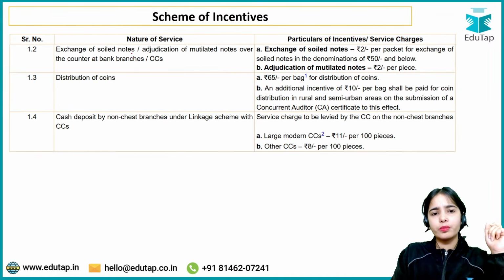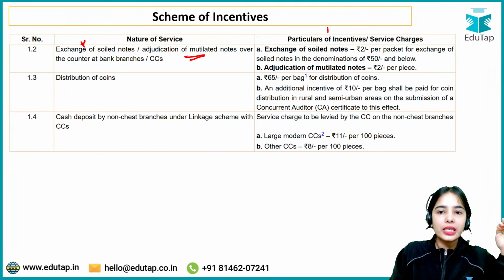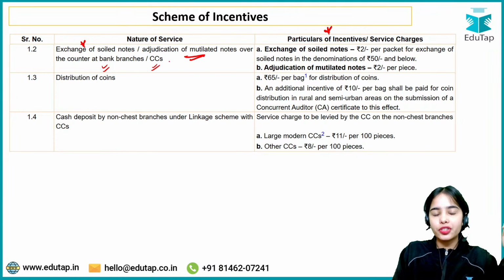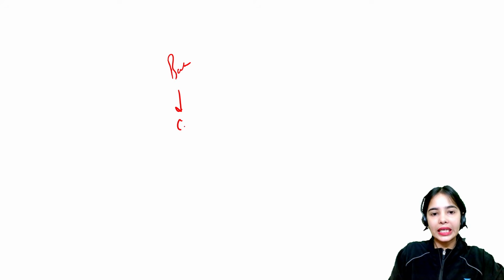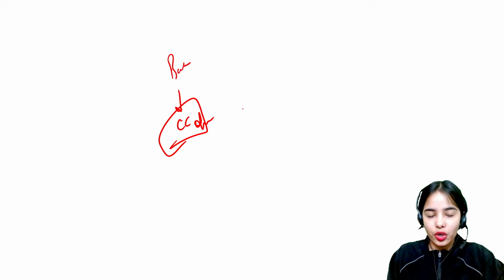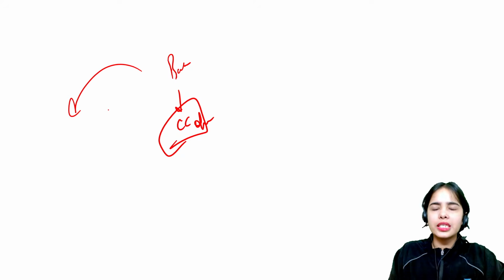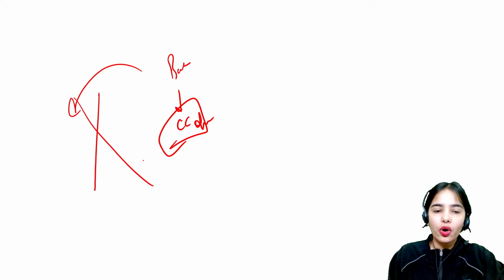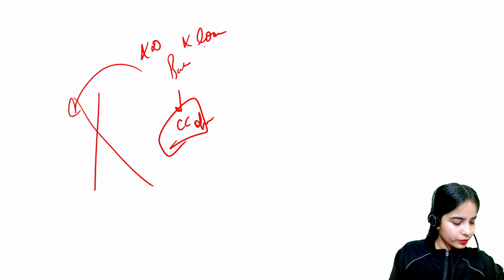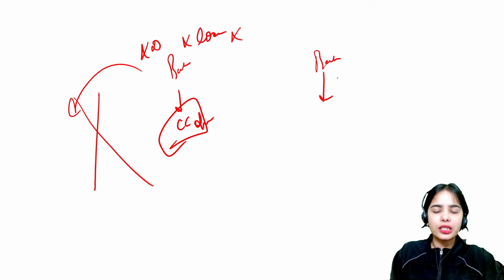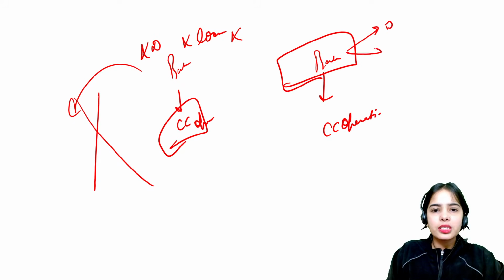Coming to the next nature of service, that is exchange of soiled notes and adjudication of mutilated notes over the counter at the bank branches or currency chest. So incentives will be provided to the bank branches or to the currency chest if they are receiving. See, currency chest, bank branches. There are certain banks which are providing the currency chest operations. Does this bank branch cannot provide any other operations, or cannot take deposits, cannot provide loans? Is it so? No. This bank branch which is doing the currency chest operation is also providing the deposits, is also providing the loans.